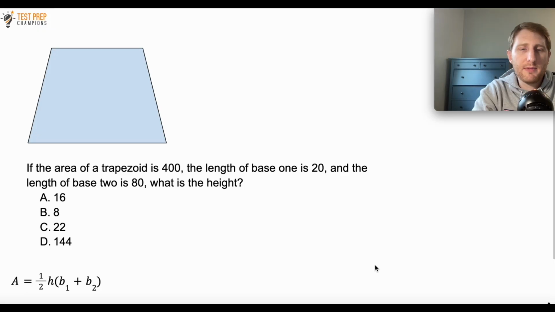If the area of a trapezoid is 400, the length of base 1 is 20, and the length of base 2 is 80, what is the height? So here's the formula that you'll want to use to answer the question, but just know that on the test you'll want to go to the formula sheet and find this formula if you get a question like this.